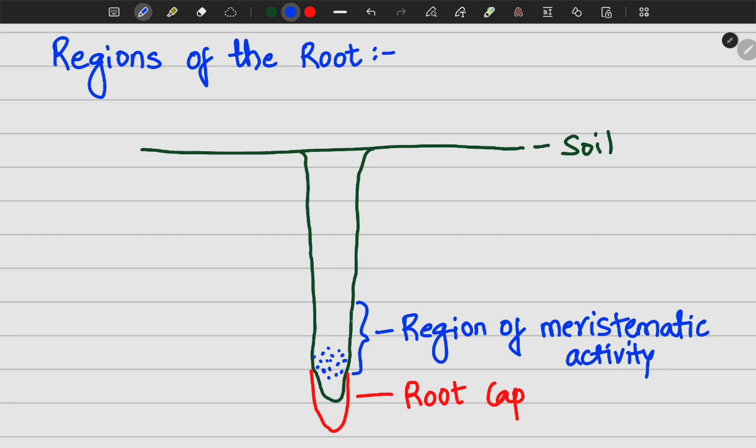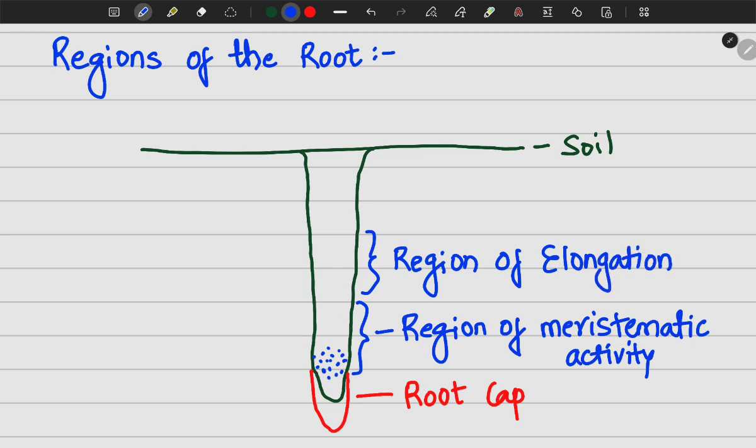Then proximal to this region of meristematic activity is the region of elongation. So what happens here? The meristematic cells which are continuously dividing undergo rapid elongation and enlargement. So suppose if these are the cells of meristematic activity, then in the region of elongation they undergo elongation and enlargement like this.